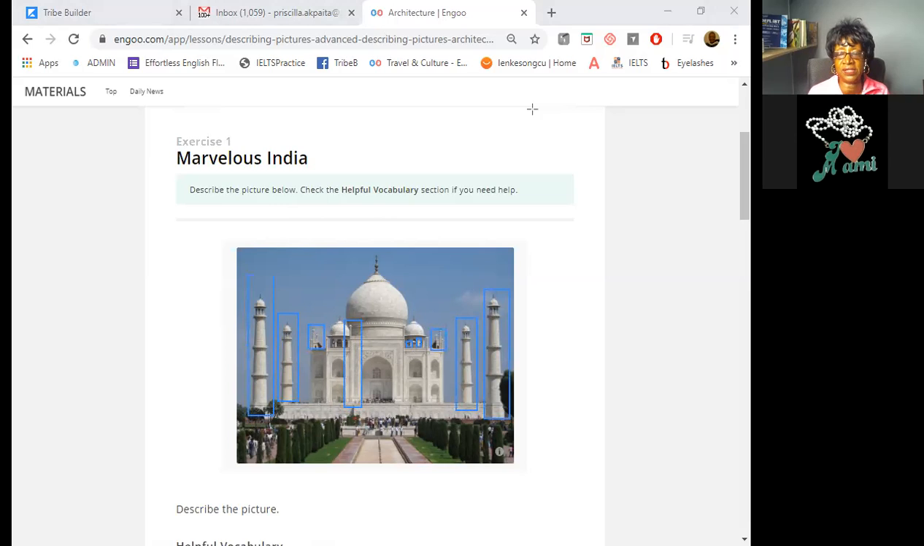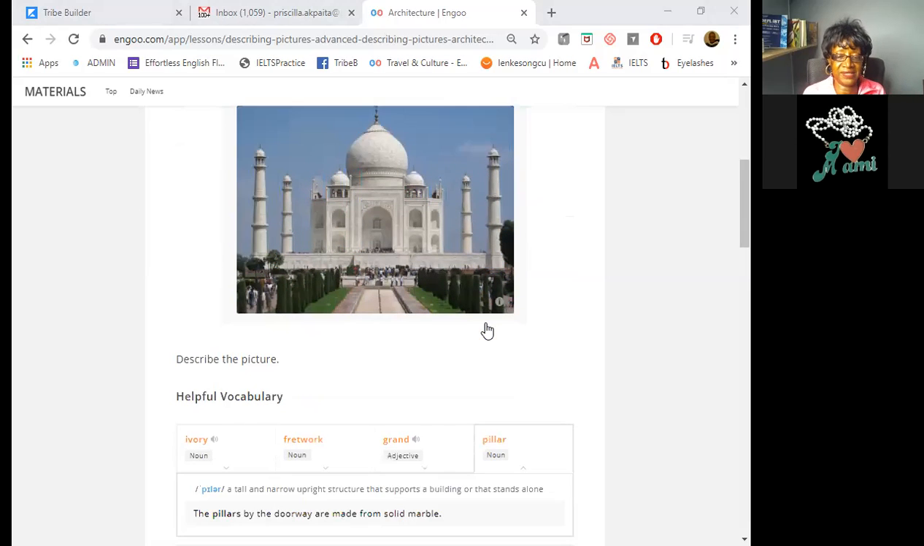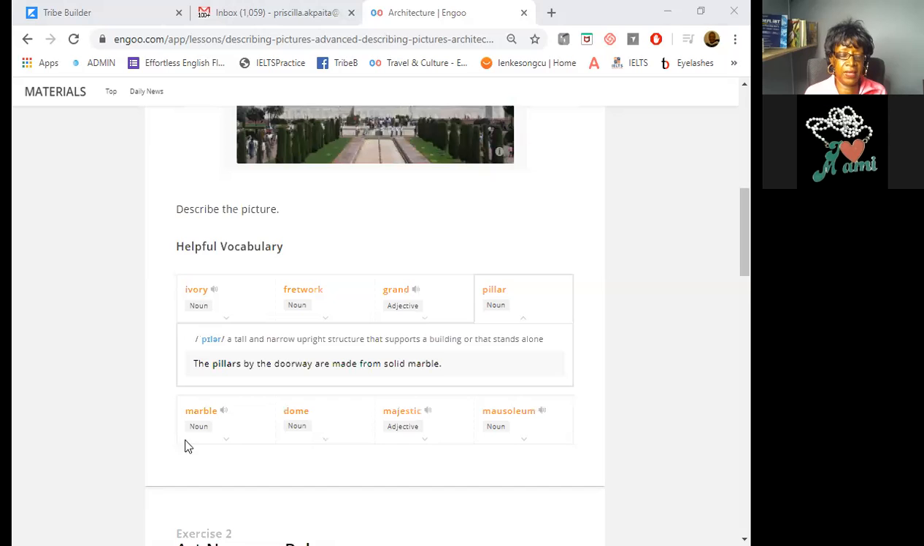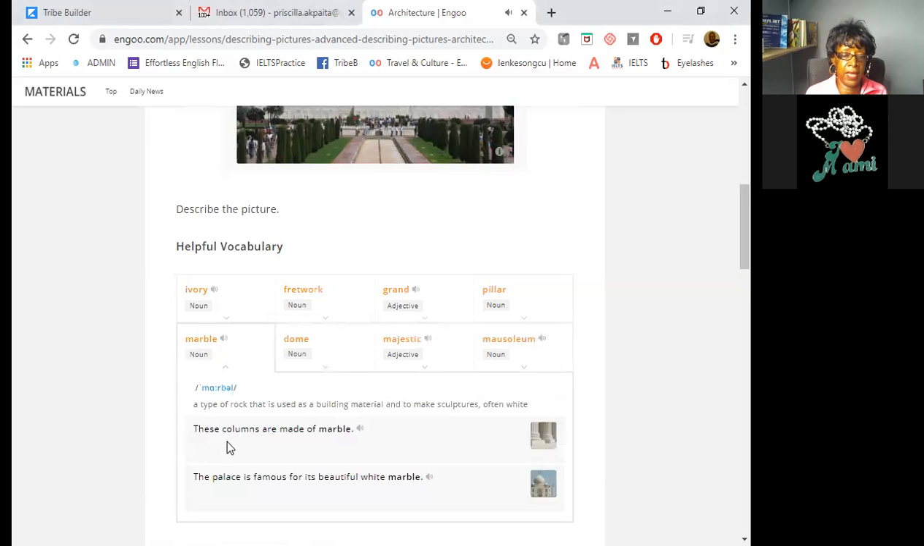Do you know what it means to stand alone? Yeah, it means when it's alone in one place. Yes, something that stands alone in one place. Now we have the word marble. Marble is a type of rock that is used as a building material and to make sculptures, often white. These columns are made of marble.